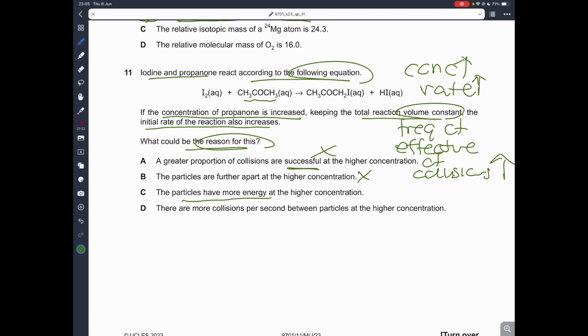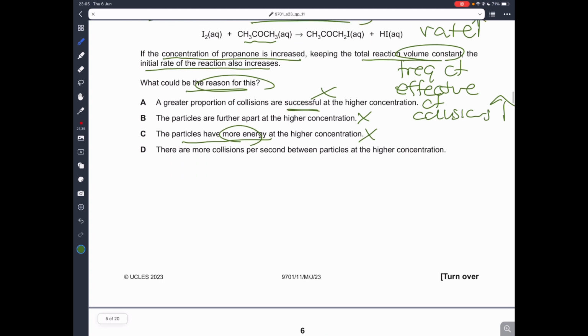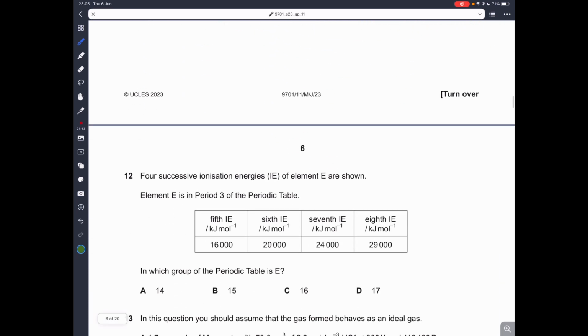The particles have more energy. They do not. This energy is only related to kinetic energy and related to temperature. A change in temperature only makes a change in energy of the particles. So C is not correct. And this is also D. More collisions per second means the same thing as frequency of effective collisions at high concentration.